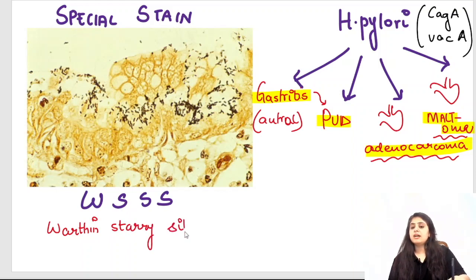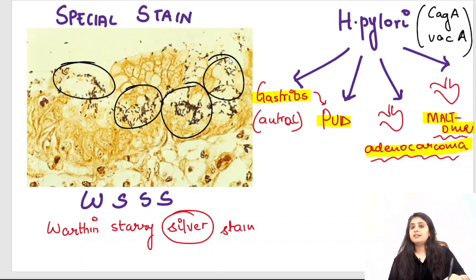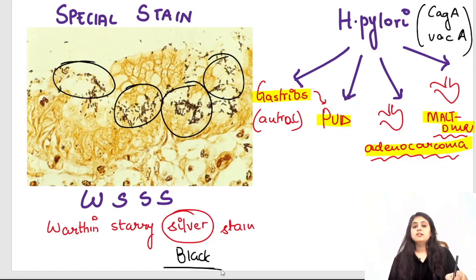And again, coming back to my concept that if I know that I've used the word silver somewhere, the color that I'm going to get is black. So what is the color that the organism has got up? The organism has got a black color in this scenario. So Warthin Starry Silver stain. Now for students who are going in for INI-CET, Warthin Starry Silver stain has two uses.